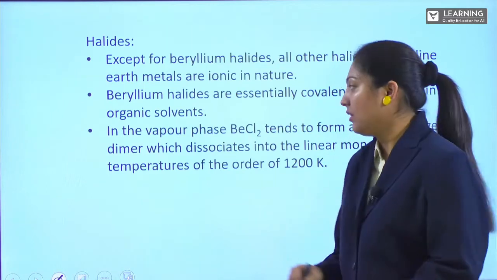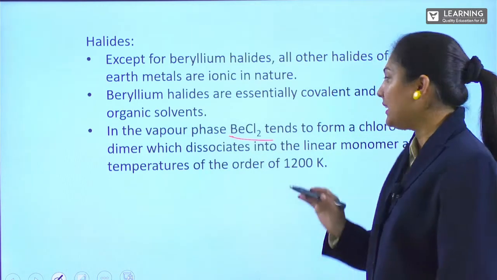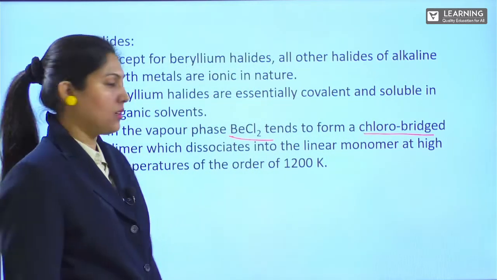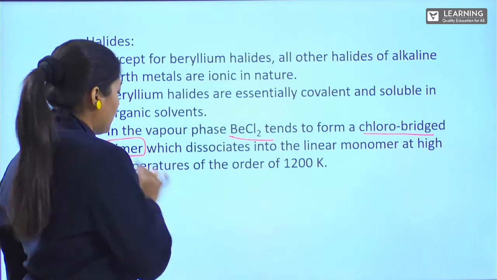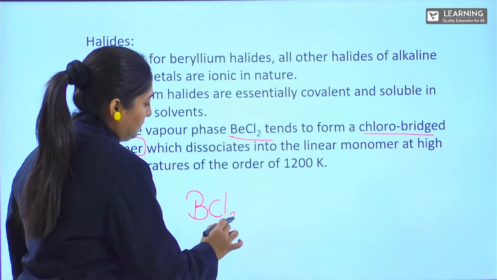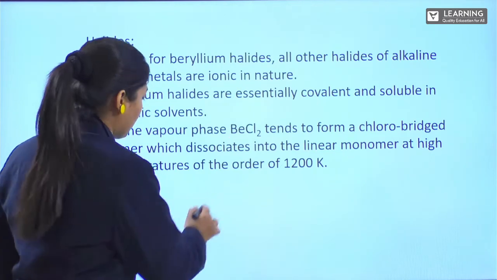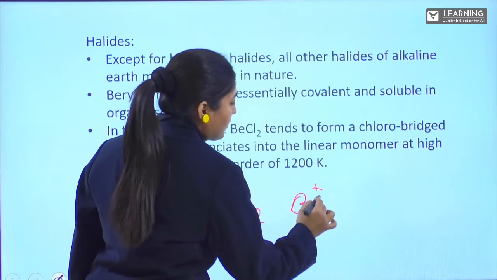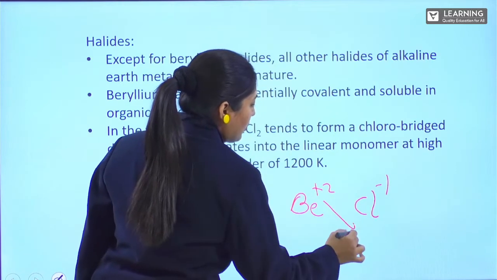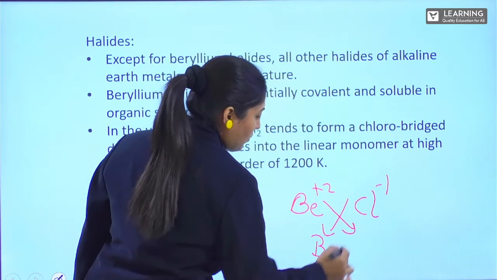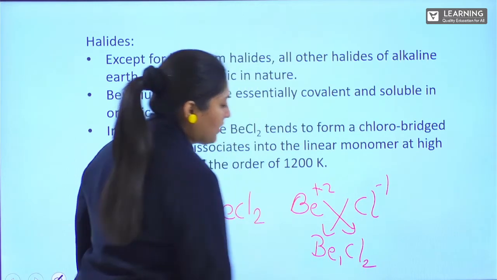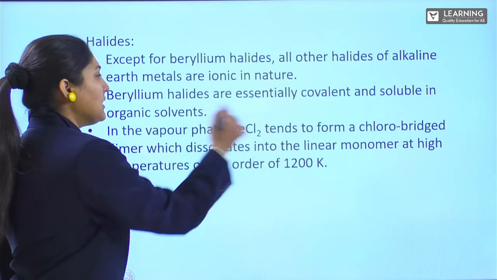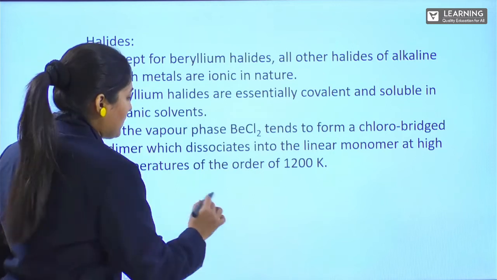Coming back to the vapor phase of beryllium chloride, it tends to form a chloro bridge. What is this chloro bridge? We'll study that. Dimer means you'll have Be2Cl4. It is beryllium chloride, BeCl2, because Be is second group, so +2, Cl will be -1. When we crisscross, Be1 will come here, Cl2 will go there. So we have BeCl2 as the formula for beryllium chloride. So this forms the bridge or dimer. What is that dimer?